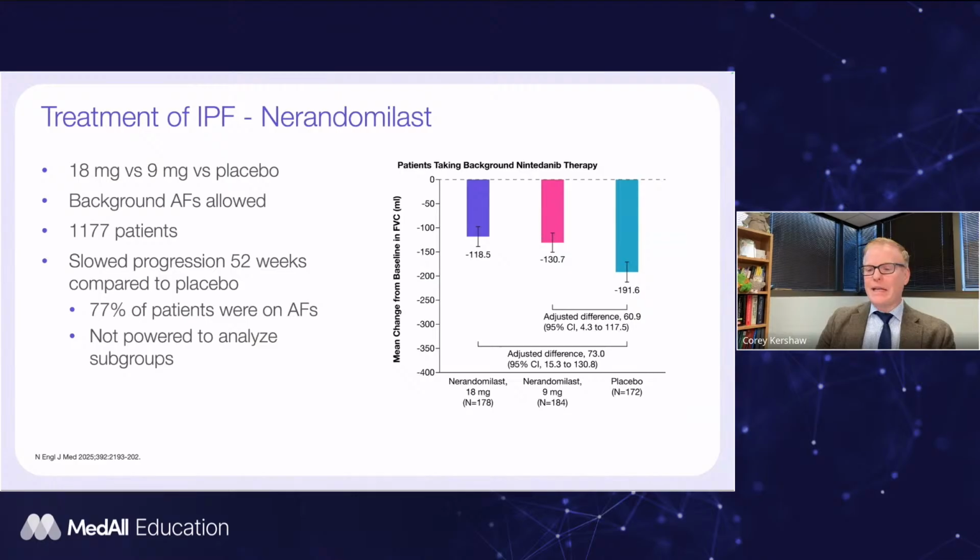What about taking background nintedanib? It still made a difference. Same thing with pirfenidone, still made a difference, but I will point out that in the 9 milligram group, there was no difference with placebo. The speculation is that there's something about nerandomilast that interferes with the metabolism of pirfenidone, perhaps metabolizing it more quickly than without nerandomilast. Therefore, the patients don't really get good therapeutic levels of the drug. So what came out of this study is that if patients are taking pirfenidone and you want to add nerandomilast, you should not add the 9 milligram dose because it's not really going to make a difference. Whether combination therapy is truly better than one or the other is really an unknown question.